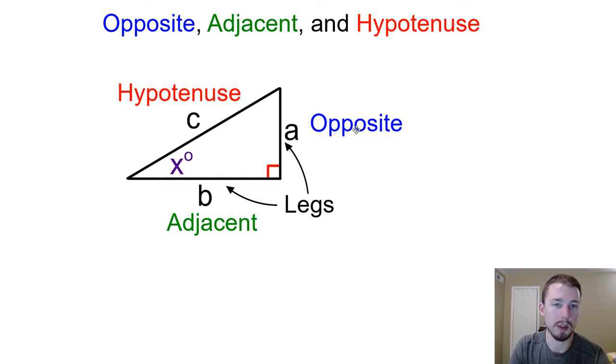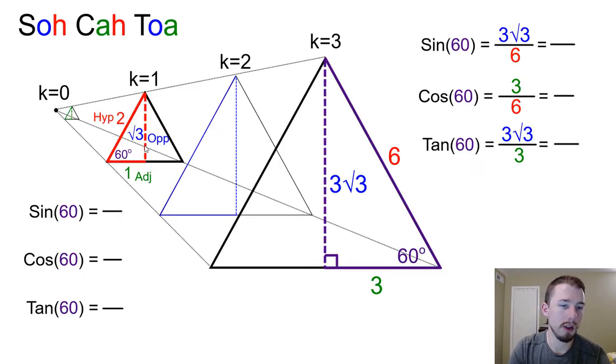But so we have opposite, adjacent, and hypotenuse. The hypotenuse is opposite of the right angle, the opposite is opposite of the angle, and then the adjacent leg is the leg that is next to our angle in question, but not the hypotenuse, because the hypotenuse is also next to the angle.